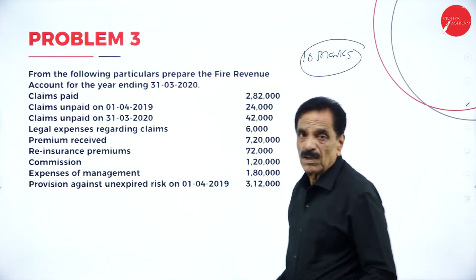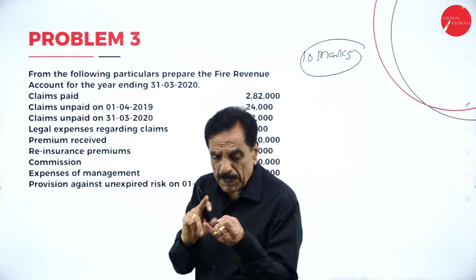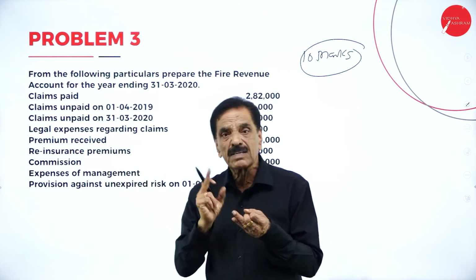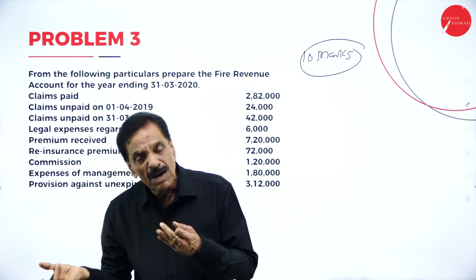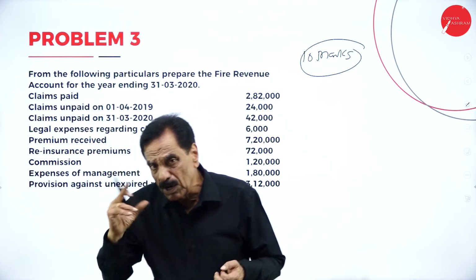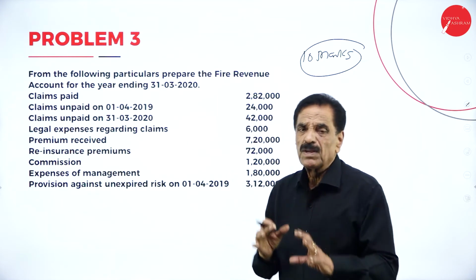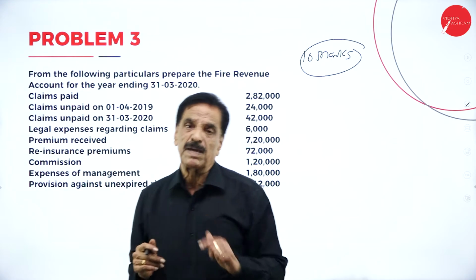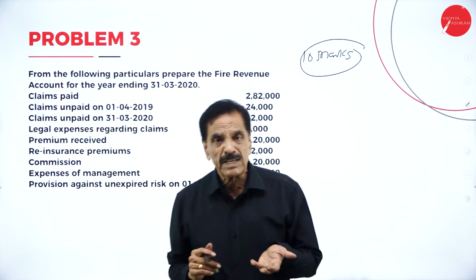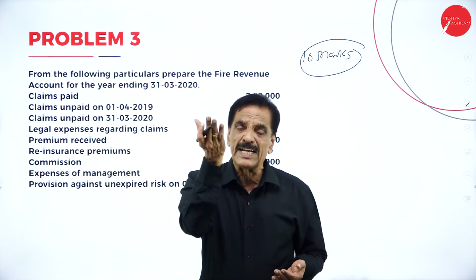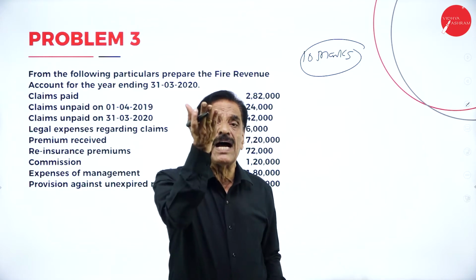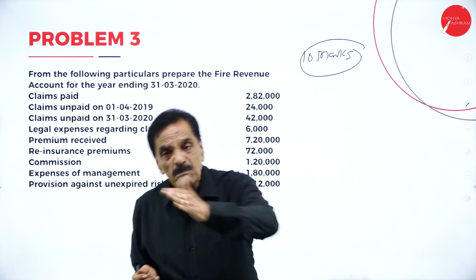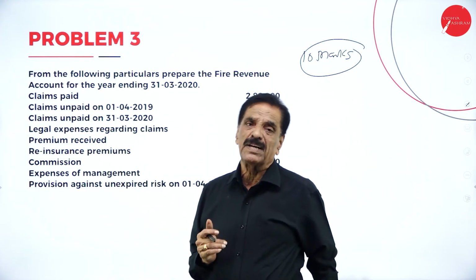So we'll repeat. The schedules are: premium schedule number 1, claims schedule number 2, commission schedule number 3, operating expenses schedule number 4. You must remember this. Premium minus reinsurance premium. Add opening reserve for unexpired risk, and opening additional reserve. Minus reserve for unexpired risk at the end should be deducted. Minus closing additional reserve should be deducted.